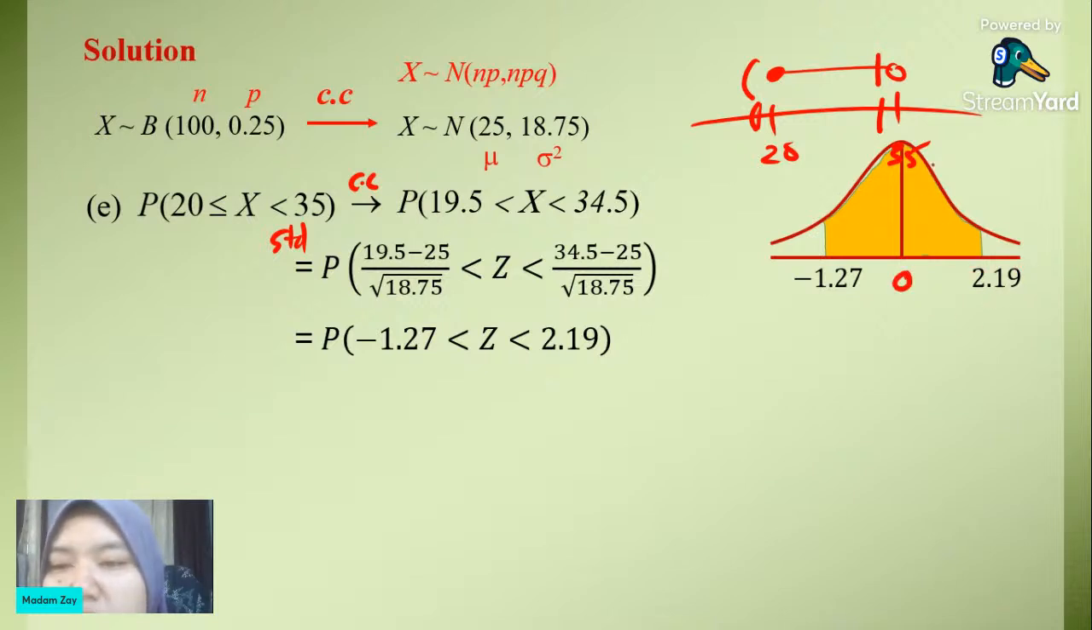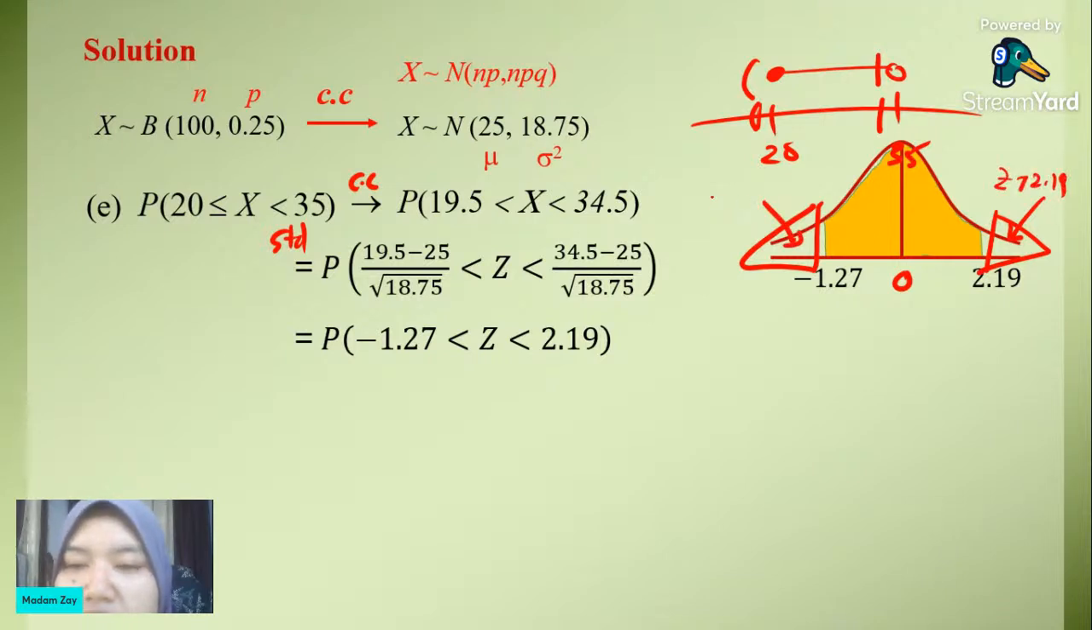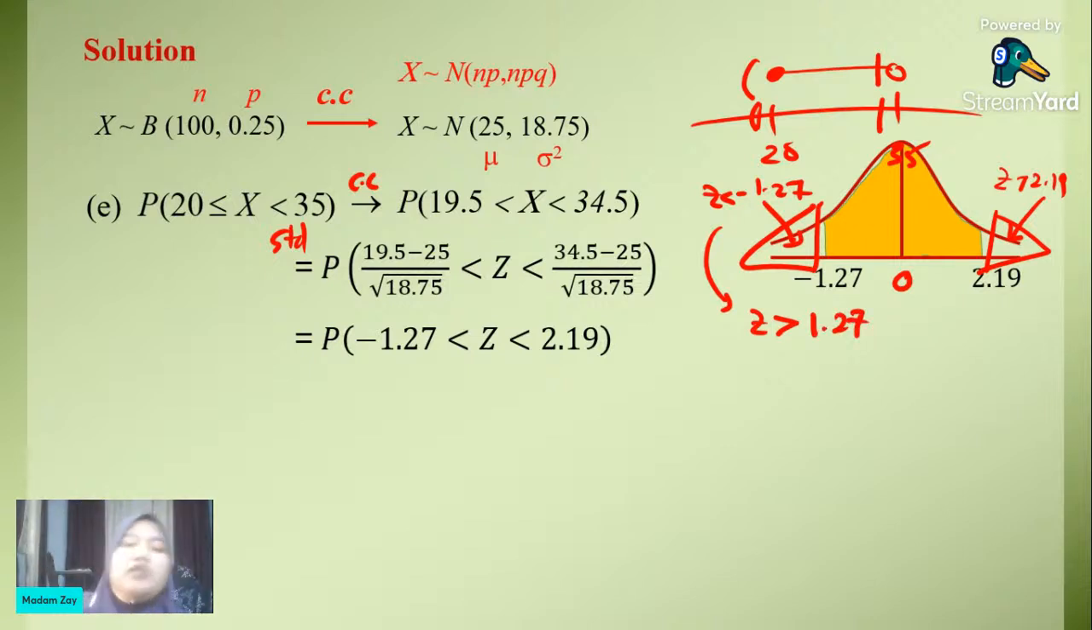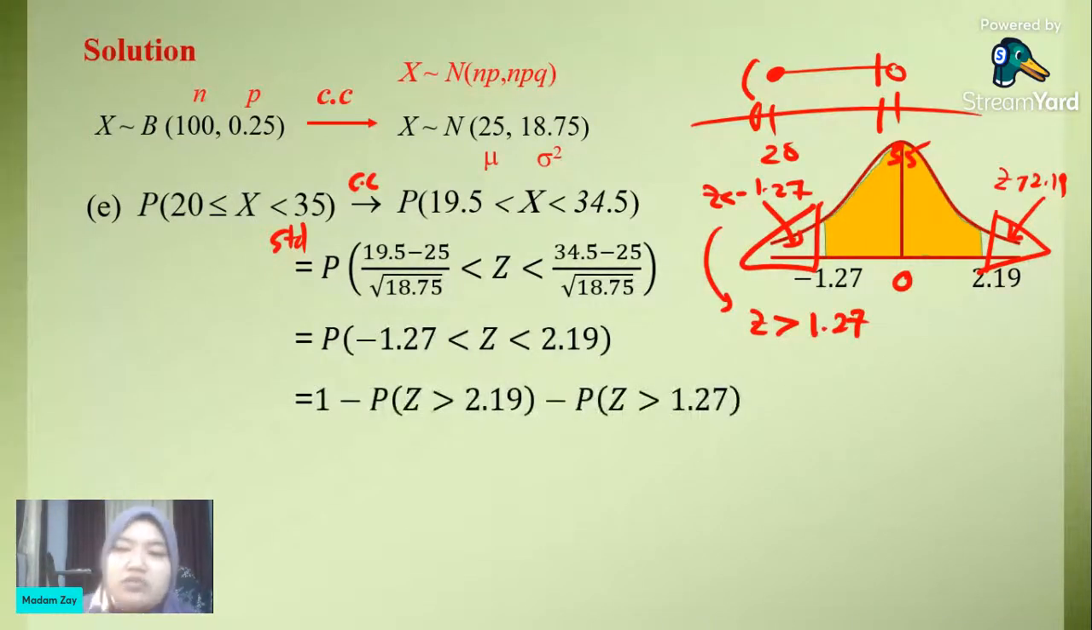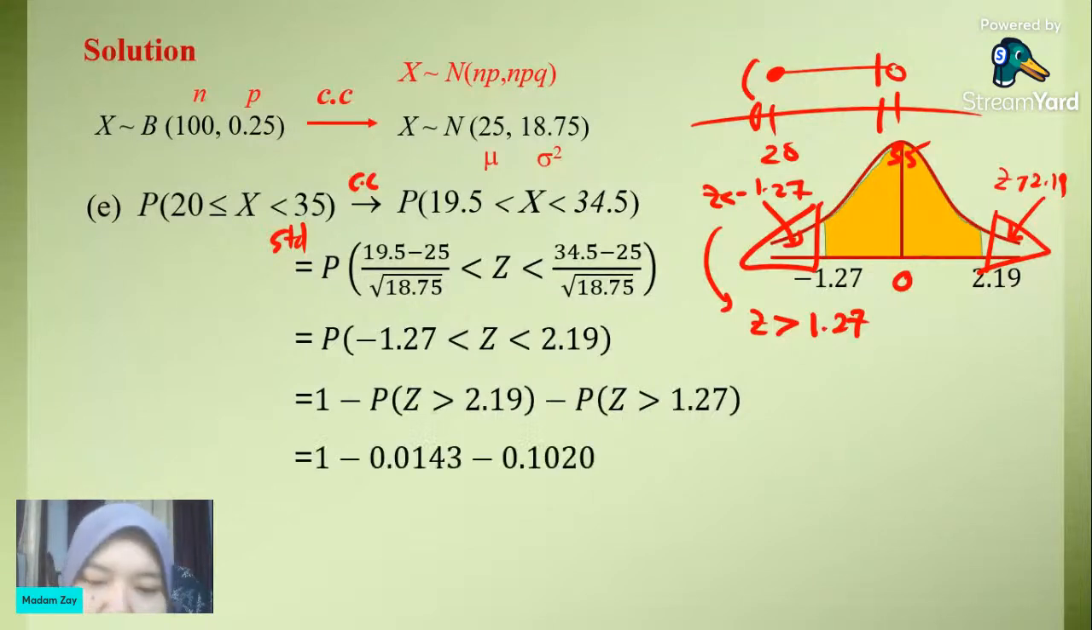So we want the middle part. For the middle part, usually we take out the smaller triangle, which is the first smaller triangle, Z more than 2.19. Okay, this is Z more than 2.19. And then this area is Z less than negative 1.27, which can also be written as Z more than positive 1.27. Okay, so 1 minus probability of Z more than 2.19 minus probability of Z more than 1.27, which from the table, we have the value 1 minus 0.0143 minus 0.1020.